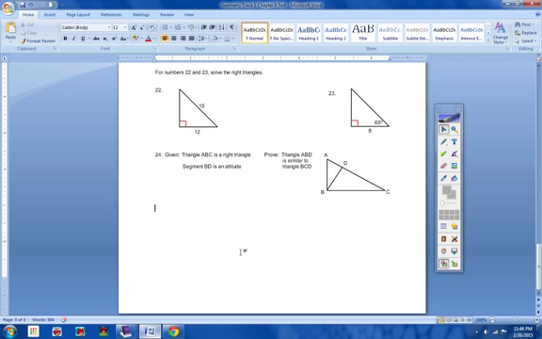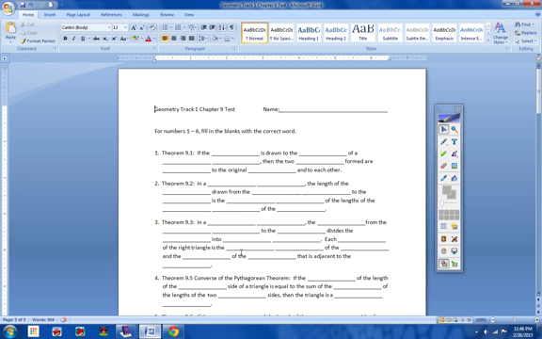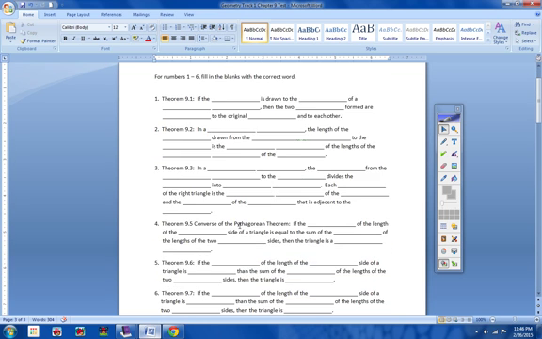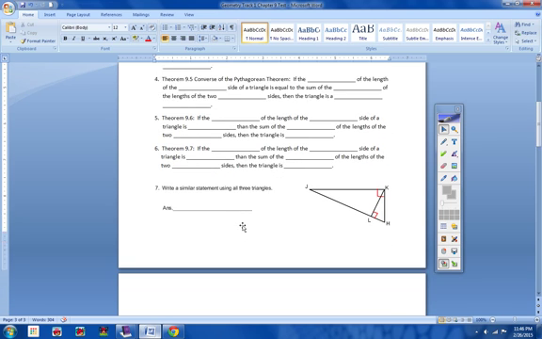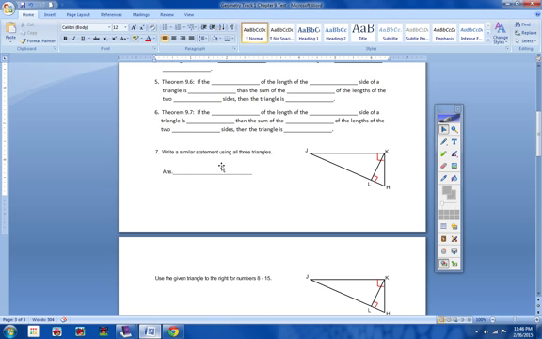Now, Matthew, numbers 1 through 6 here, obviously you're fill in the blanks, okay? Alright, number 7, write a similar statement using all 3 triangles. Now here's what I mean, okay? You would write triangle JKL is similar to triangle KLH is similar to triangle JKH, okay? So you have a little triangle here, a little triangle here, and a big triangle here, okay? All 3 of those triangles are similar.